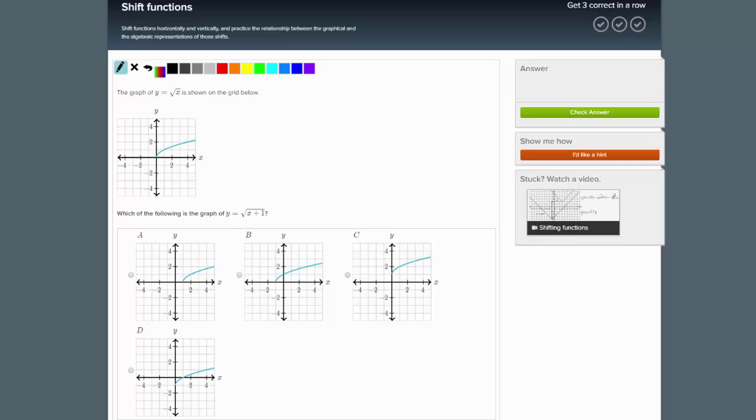Okay, today we're going to shift functions. They're going to move all over the graph. Since we're just shifting them, it's going to be the same basic shape, just in a different spot.